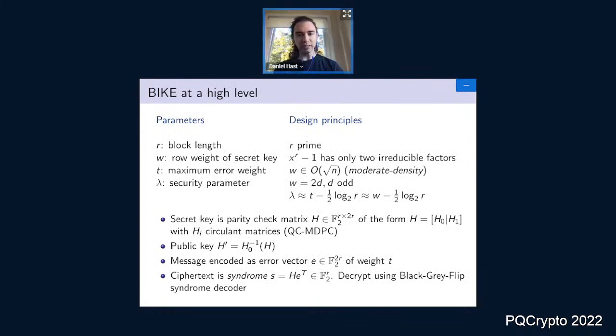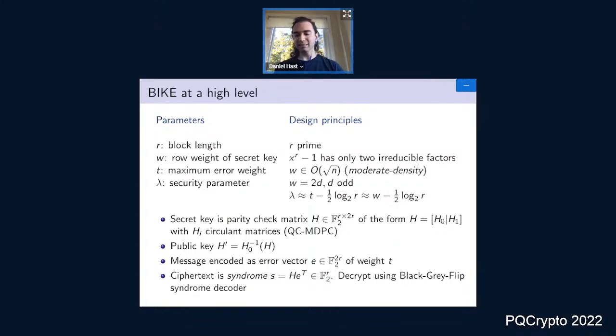So let's go into more detail on what the BIKE cryptosystem is. The secret key is a parity check matrix, and it's quasi-cyclic in the sense that the two blocks are both circulant matrices. It's moderate density in the sense that the row weight of the secret key is on the order of square root of n, so square root of the message dimension. And we have parameters for the block length, the row weight, and the weight of the error vector.